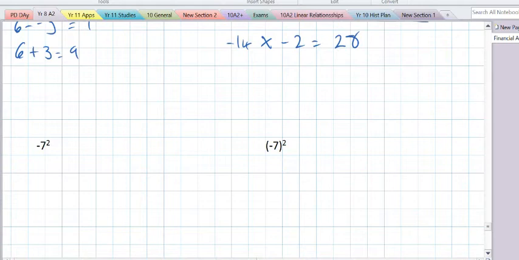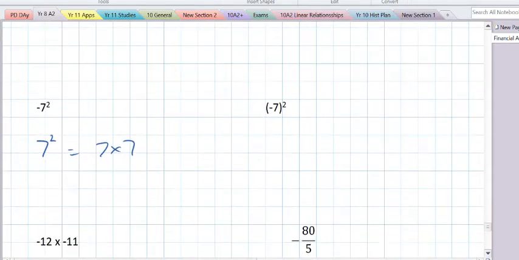So the way this reads, because the minus isn't in brackets, this reads like minus 7 times 7, where that is the 7 squared. So 7 squared we know is 7 times 7. And minus 7 squared is then just minus 7 times 7.